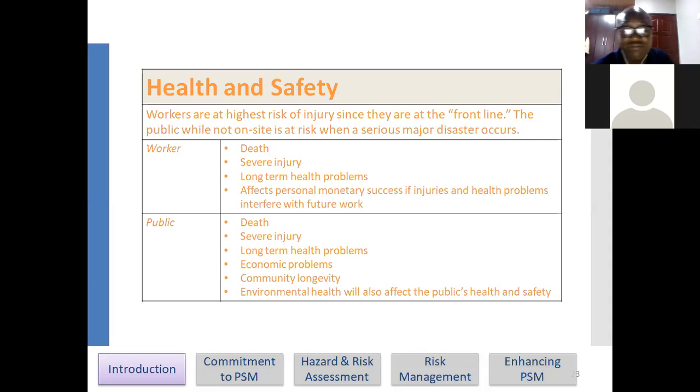For the public, it can lead to death. It can lead to economic loss. If a company explodes, the people around it, if they are traders, have lost their means of livelihood. So that is in terms of health and safety.